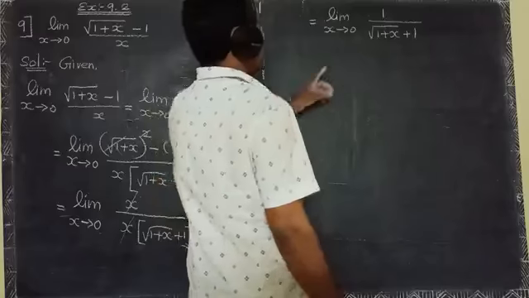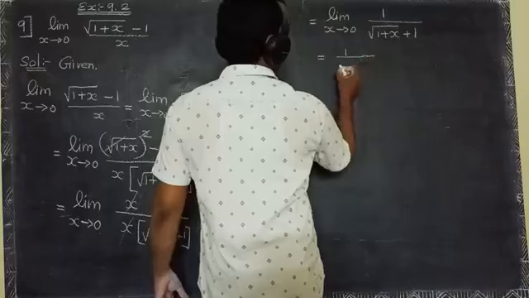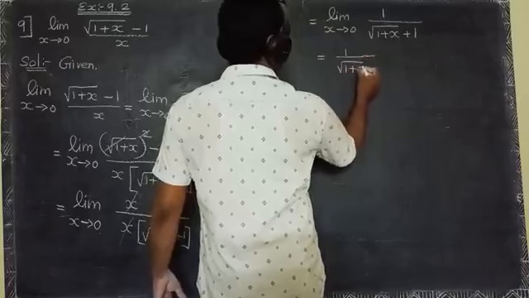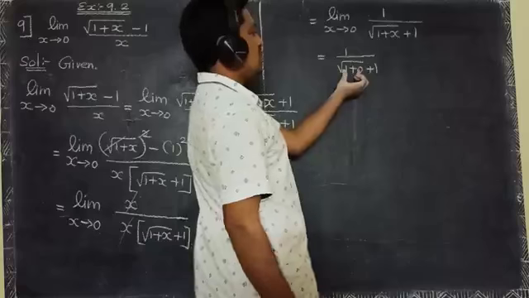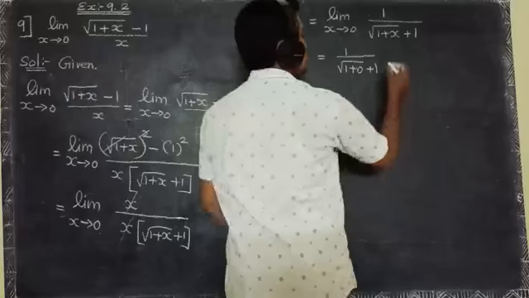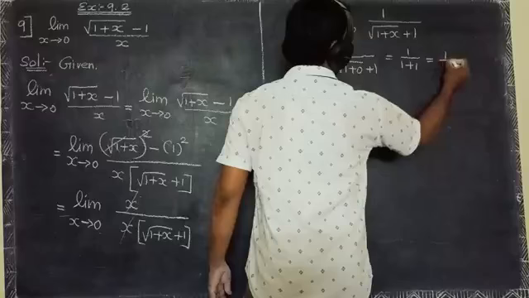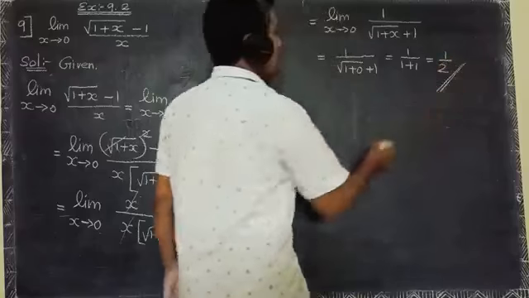Here replace x equal to 0 into the function, that is 1 divided by square root of 1 plus 0 plus 1. 1 plus 0 is 1, the square root of 1 is 1, 1 plus 1 is 2. Here 1 divided by 1 plus 1 is equal to 1 divided by 2.